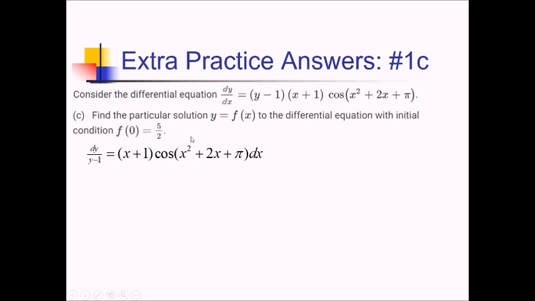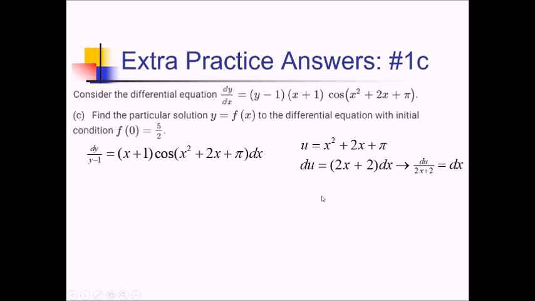We'll let u equal x squared plus 2x plus pi. And then du is going to be 2x plus 2, all of that times dx. And then if I divide both sides by that, I've got du over 2x plus 2 equals dx. All right, so we can substitute back in at this point.